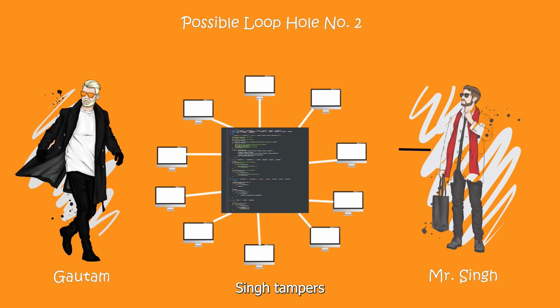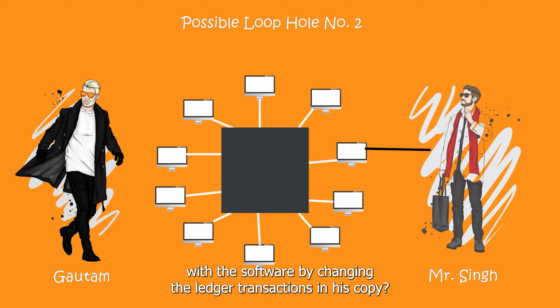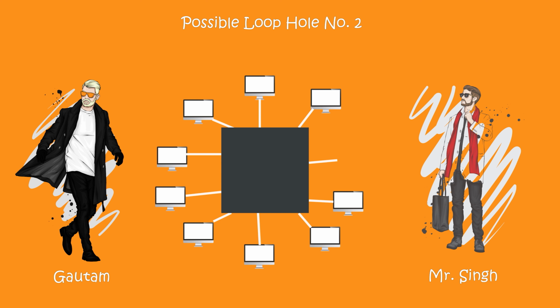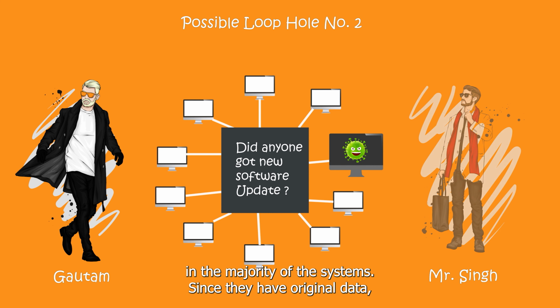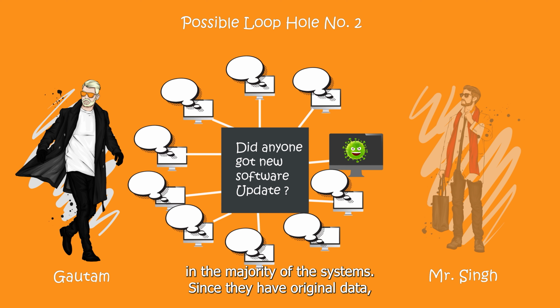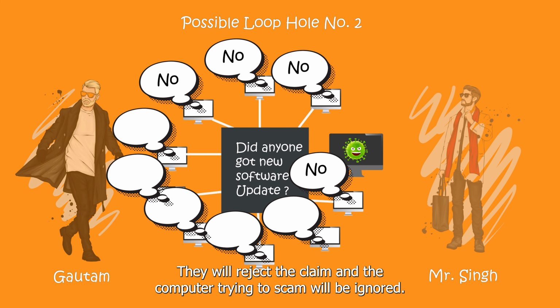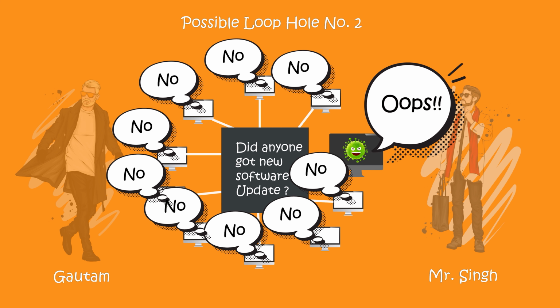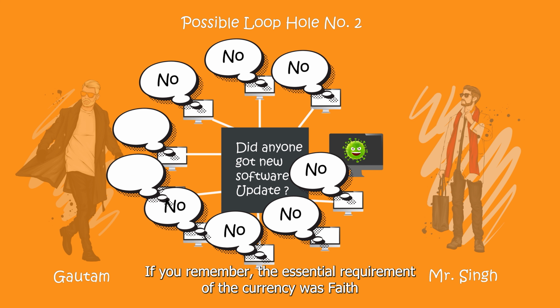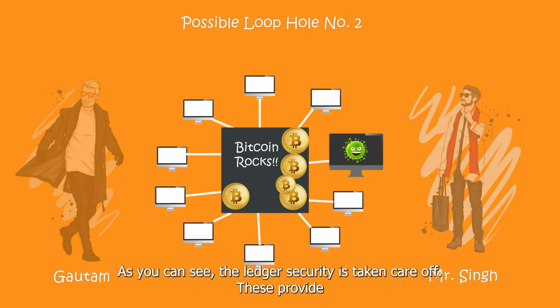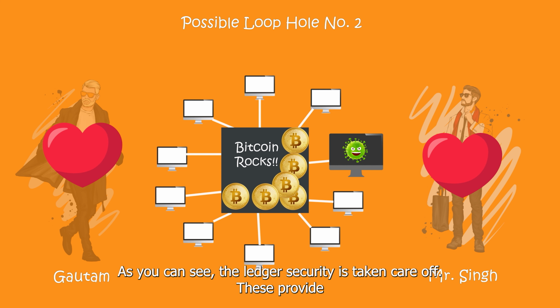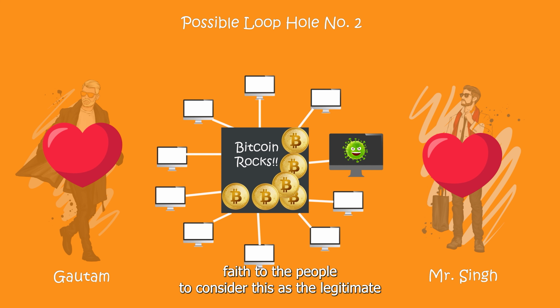What if Mr. Singh tampers with the software by changing the ledger transactions in his copy? The problem with this is that the tampered software would need to be installed in the majority of the systems. Since they have the original data, they will reject the claim and the computer trying to scam will be ignored. If you remember, the essential requirement of the currency was faith. As you can see, the ledger security is taken care of. This provides faith to the people to consider this as legitimate currency.